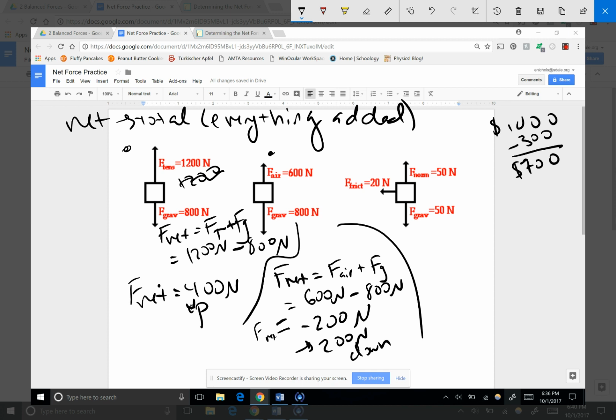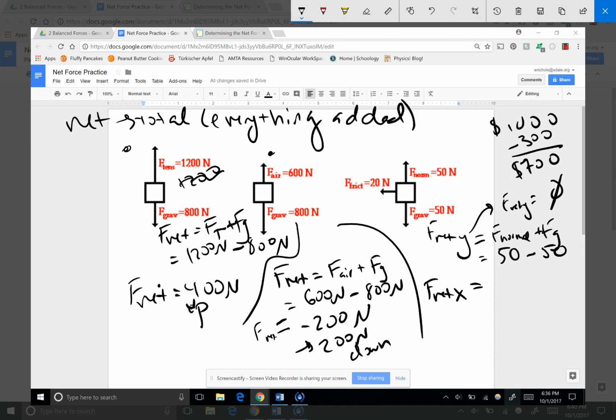Let's look at this last one. Now I have two different directions, so I need to think about my F net along the y-axis and my F net along the x-axis. Vertical plane, that's my y-axis. Horizontal plane, that's my x-axis. So I have my F normal plus my force of gravity. When I add those together, I'm going to end up with 50 minus 50. So my F net in the y direction is 0 newtons. That means it's balanced. Woohoo! Constant velocity, or no velocity. Constant velocity, not changing.